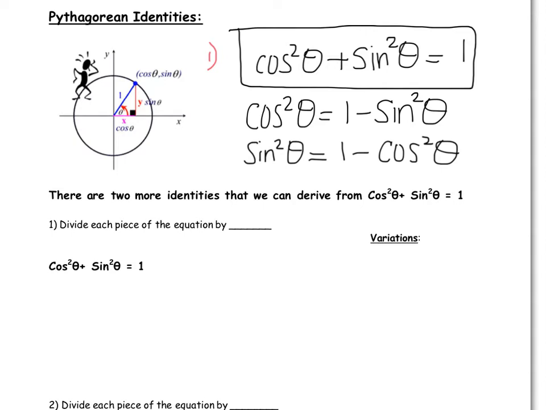identity. Okay, now there are two more identities that we can derive from this original cosine squared plus sine squared equals 1. And the way that we do that is we divide each piece of the equation first by cosine squared of theta. So let's go ahead and do that and see what we get.